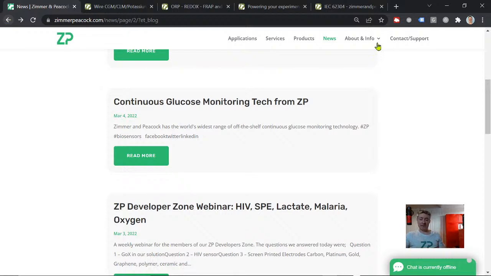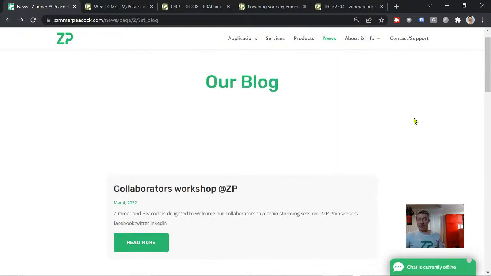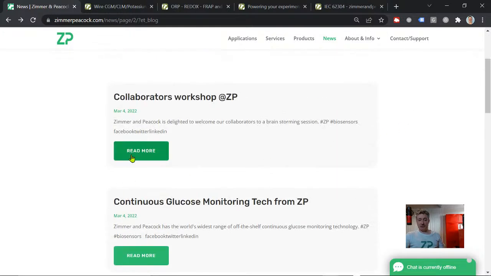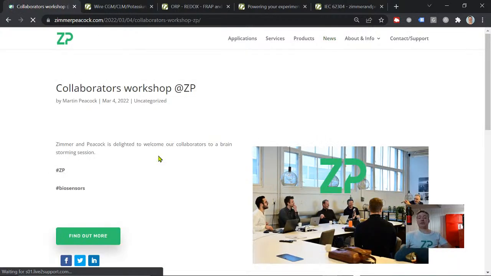microneedles. These are interesting to people, and we've got a lot of technology around microneedles. I think we're getting near the end now.